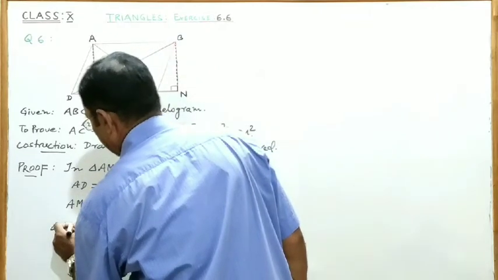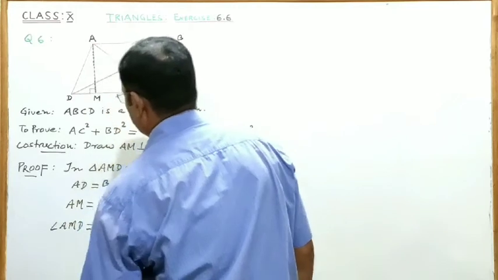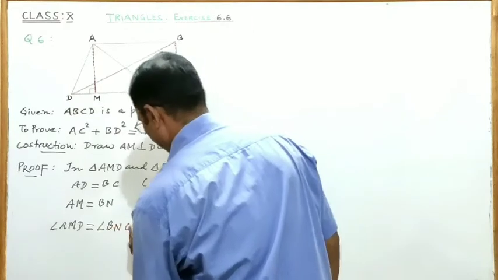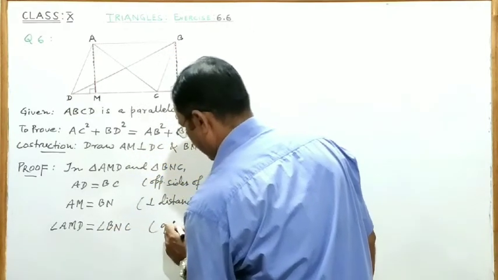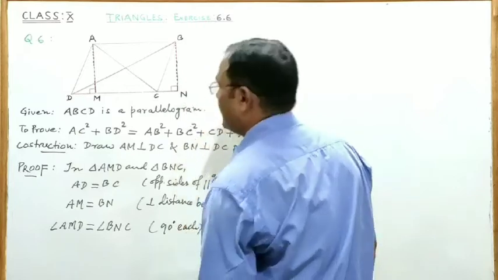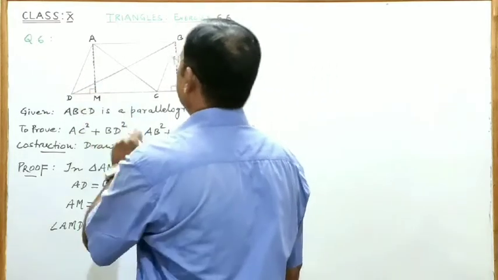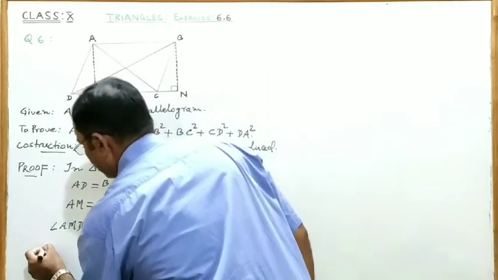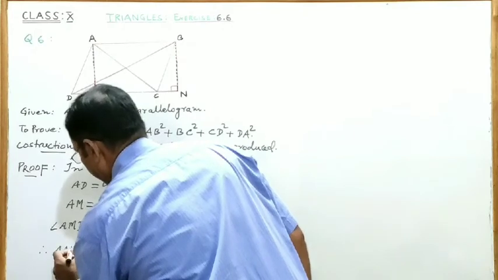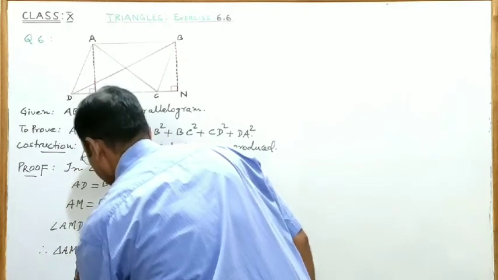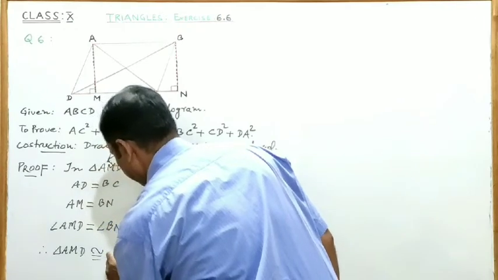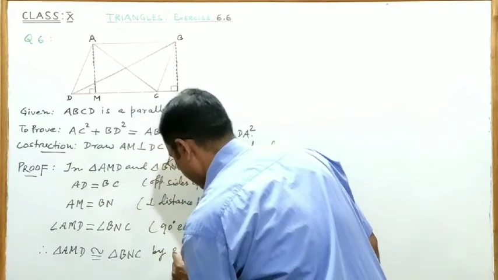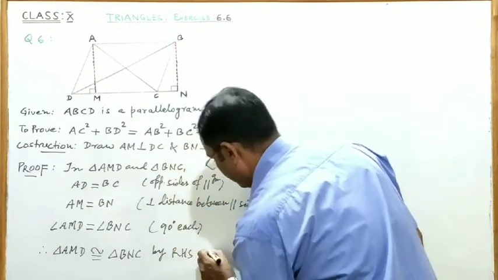And angle AMD is equal to angle BNC, 90 degree each, because AM is perpendicular to DC and BN is perpendicular to DC produced. So therefore triangle AMD is congruent to triangle BNC by RHS congruence rule.